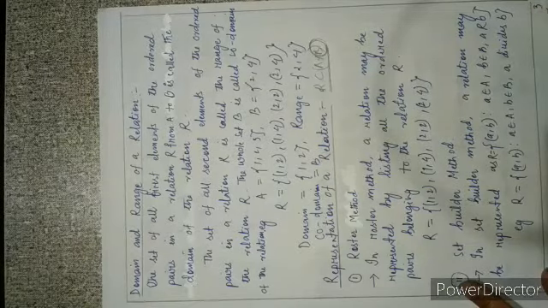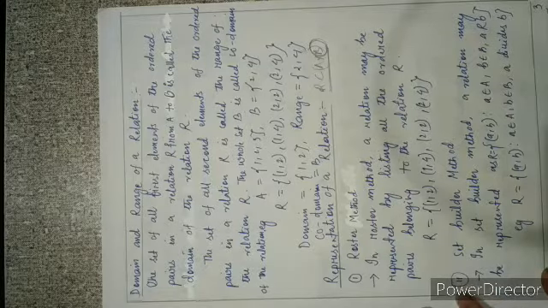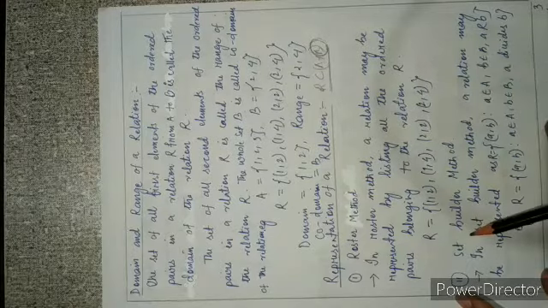Next topic, representation of a relation. There are 3 ways of representing a relation. Number 1, roster method. Number 2, set builder method. Number 3, arrow method.